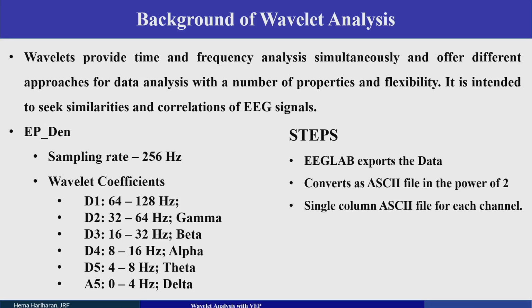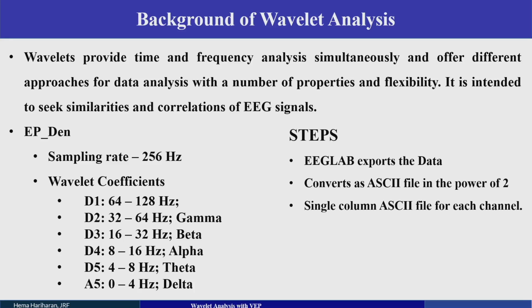reconstruct. So first they will reduce it into D1, D2, D3, D4, D5. In these ranges, the gamma, beta, alpha, theta, delta, it will first get reduced in this particular range, and then from here it is reconstructed for the next wavelet analysis. So first, after doing this EEG analysis and everything, the data is then exported.